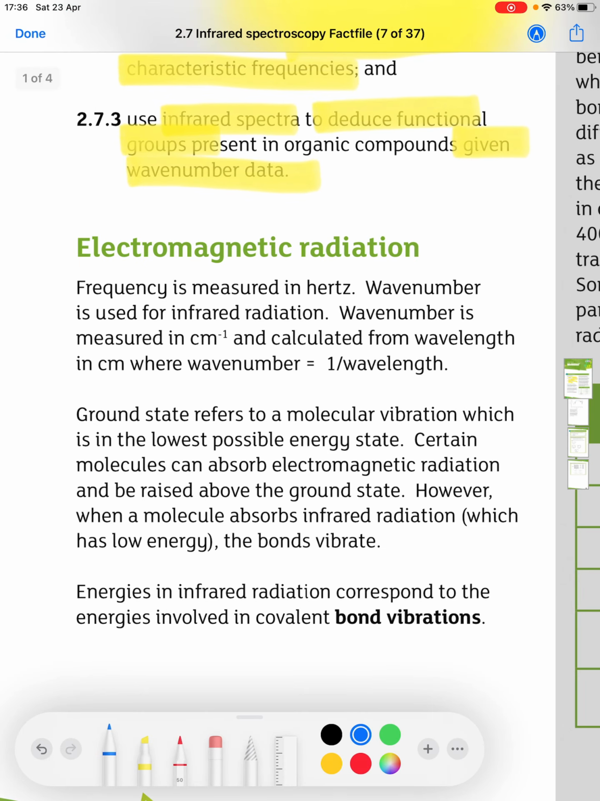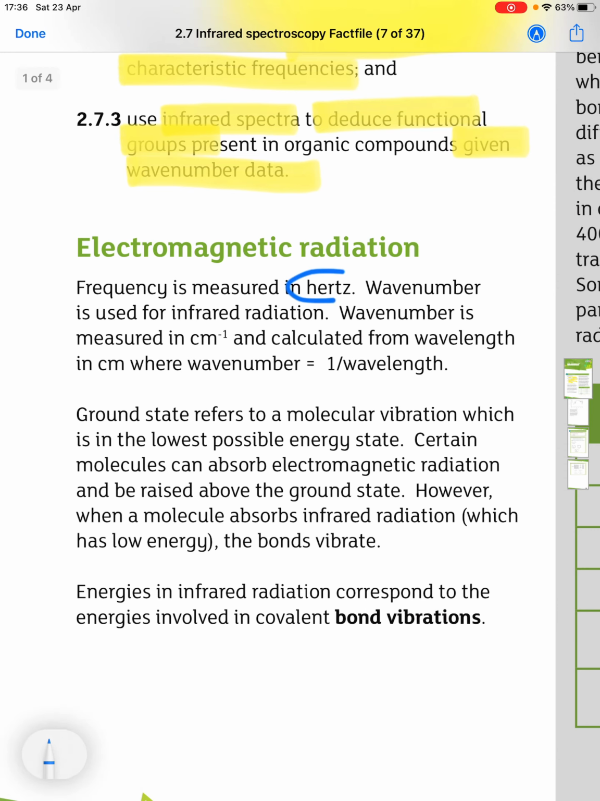So, electromagnetic radiation frequency is measured in hertz and wave number is used for infrared. Wave number is measured in centimetres to the power of -1 and is calculated from wavelength in centimetres, where the wave number is 1 divided by the wavelength.